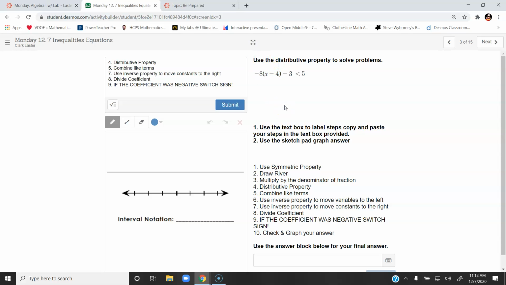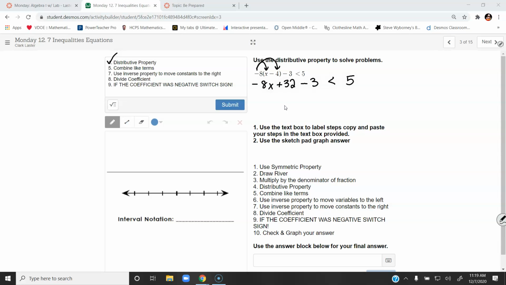I'm not asking you to solve it there. I would then ask you to put it on a piece of paper and solve it. So I am going to distribute first. That's this first step. So that's negative 8x plus 32 minus 3 is less than 5. You should recognize this problem because it's the exact same problem you had on the discussion.